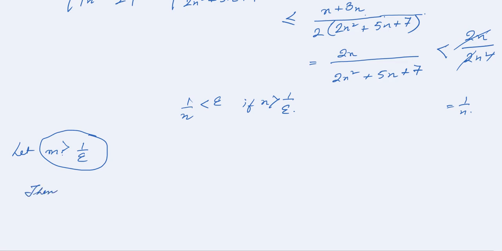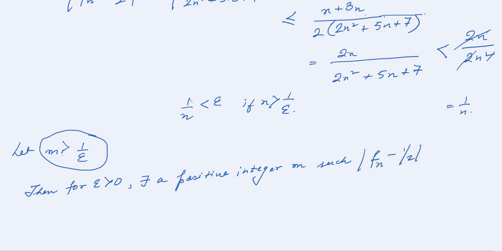then for epsilon greater than 0 there exists a positive integer m such that f_n minus half is less than epsilon for all n greater than or equal to m.